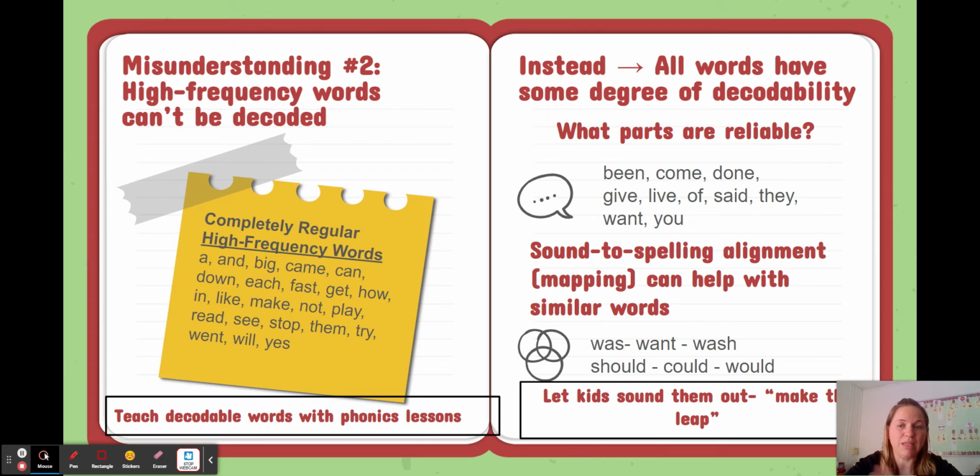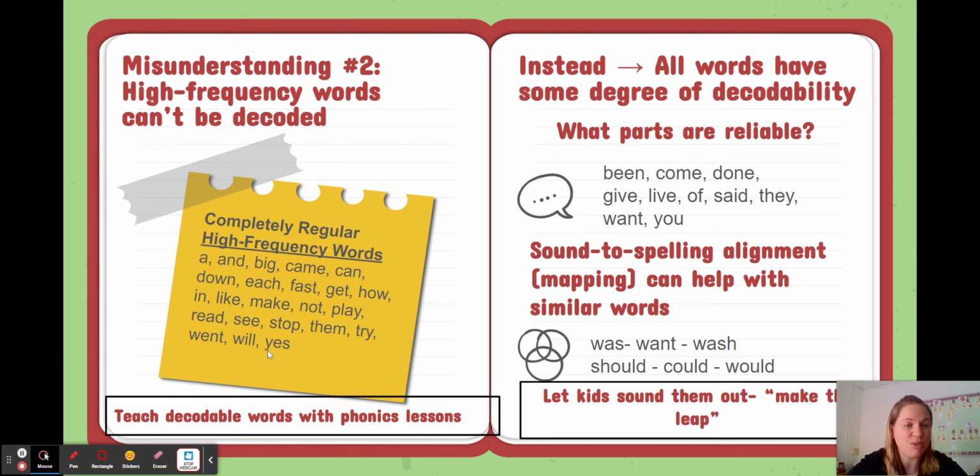So you've got a list here of some completely regular high frequency words. These things are not crazy in any way. They follow rules, they follow patterns. It could be that your students haven't learned those patterns yet, which is why they might be more difficult for them. But they do suggest, if you are introducing certain regular high frequency words as words to work on, introducing them when they make sense with your phonics lesson.